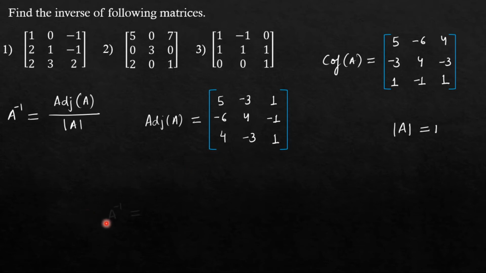Now A inverse is adjoint of A upon mod A. Value of mod A is 1. So if you divide each element by 1, it will remain same. So A inverse is same matrix. So this is my A inverse.